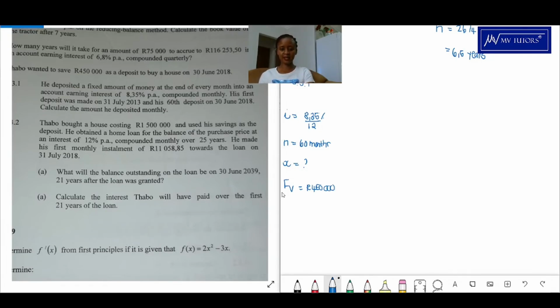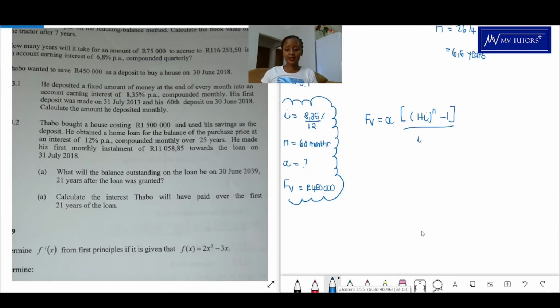All right, so future value. This is the info that we're going to use. I normally put it on the side. So the future value equation, if I remember correctly, I'll check myself if I'm correct. So this is the future value equation. All right, and then he wants to save 450,000. We want to know on a monthly basis how much should he have to contribute.